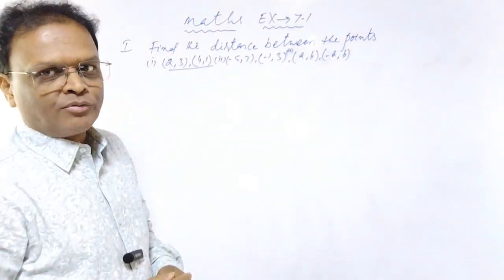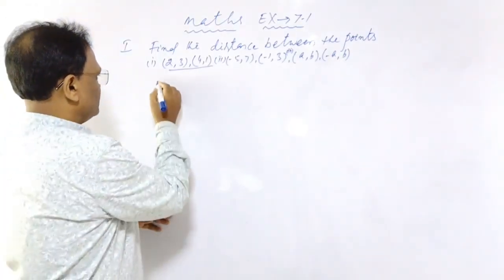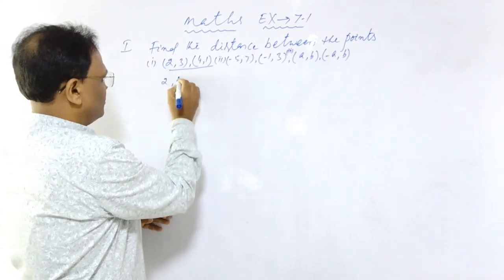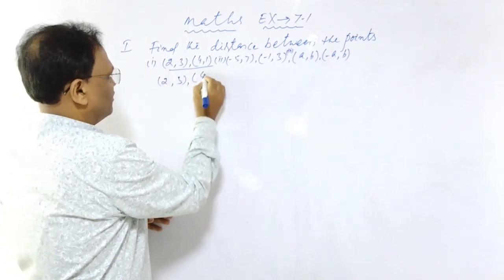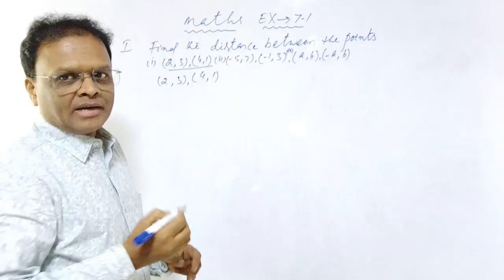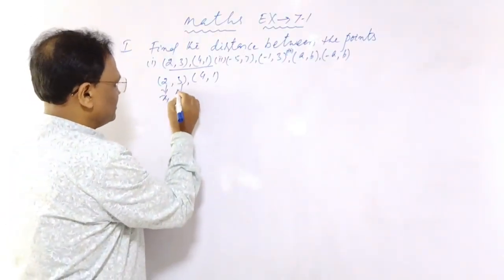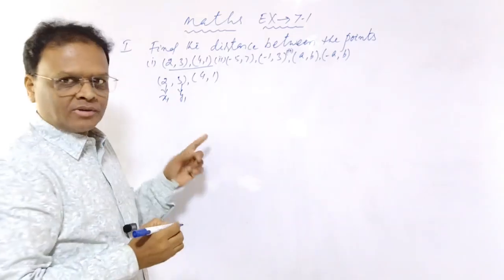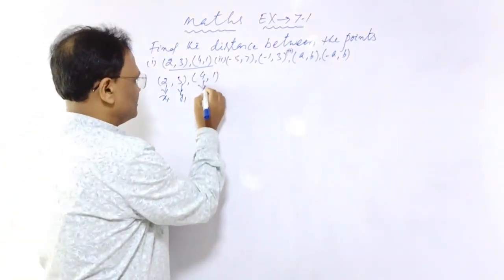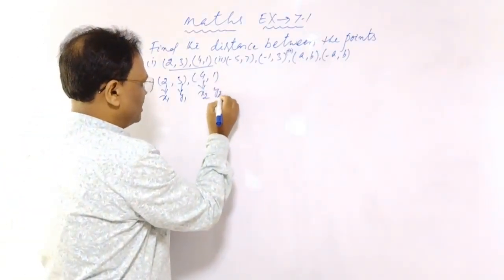2, 3 and 4, 1. So let me write what is x1, y1, and what is x2, y2. The coordinates are the x coordinate and y coordinate, meaning x1, y1. The second one is x2 and y2.